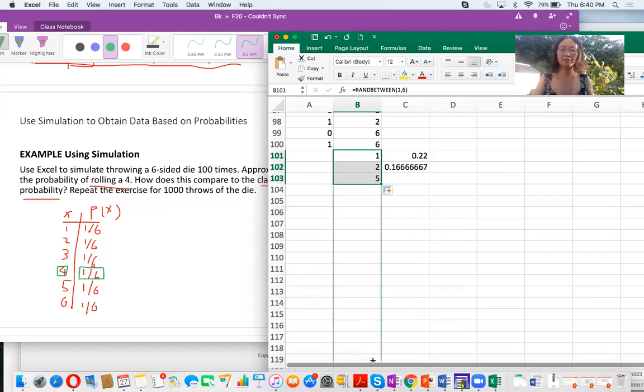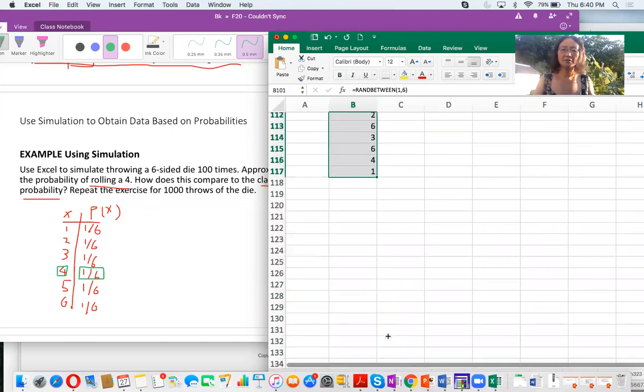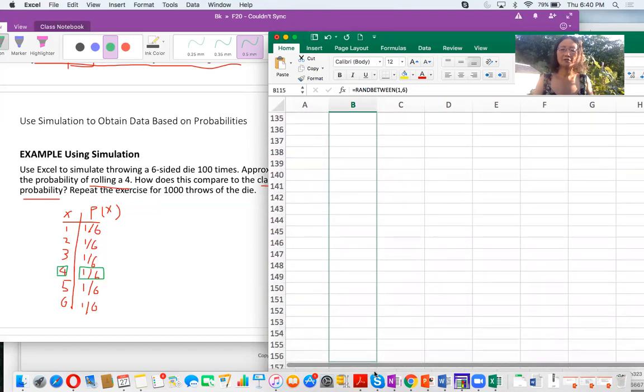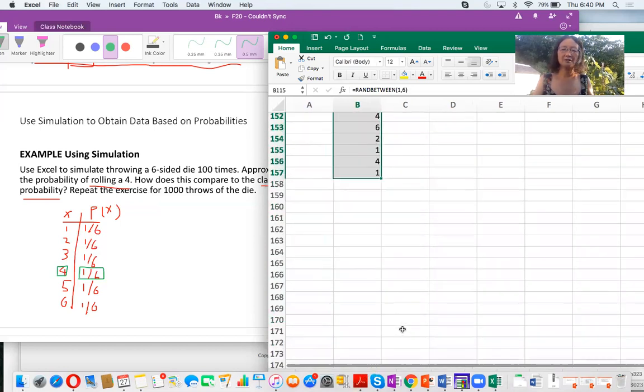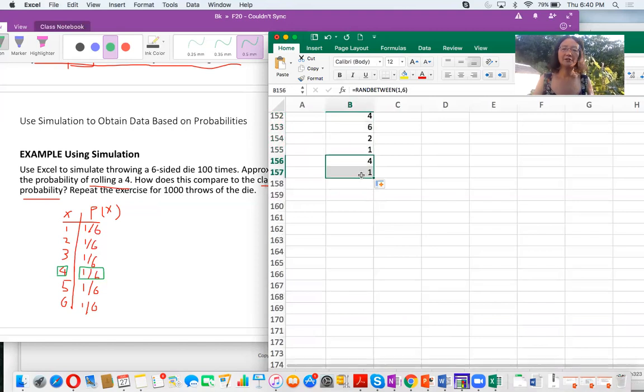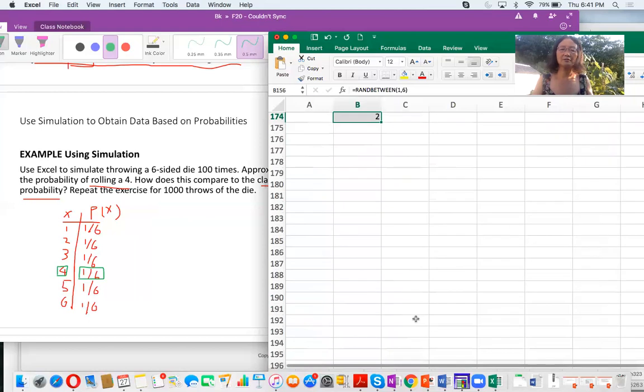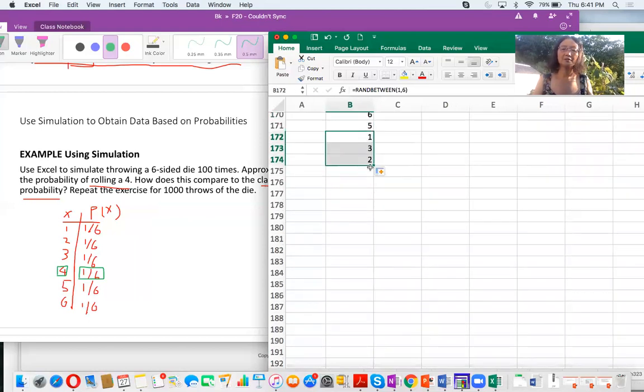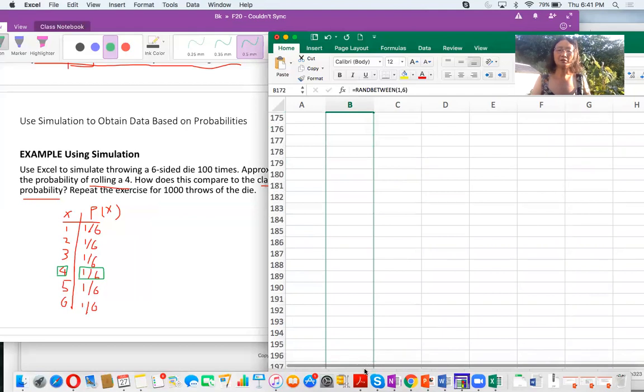Fill handle, drag it down. The mouse does not work very well. Okay, good. Keep on going. Okay, I need 1,000. Sometimes my mouse does not work well. Okay, going.